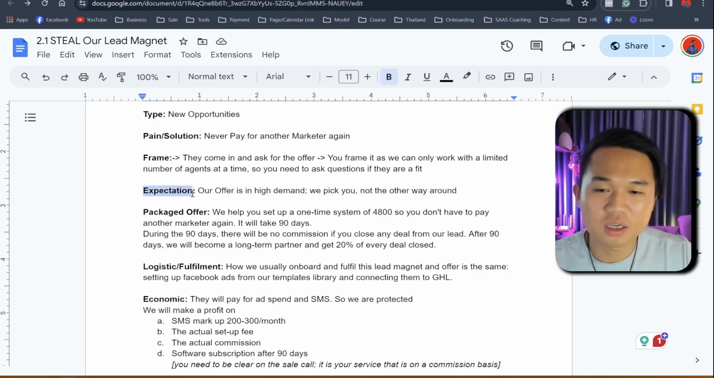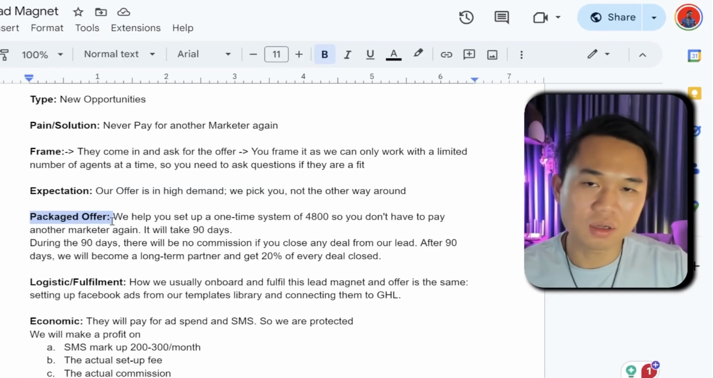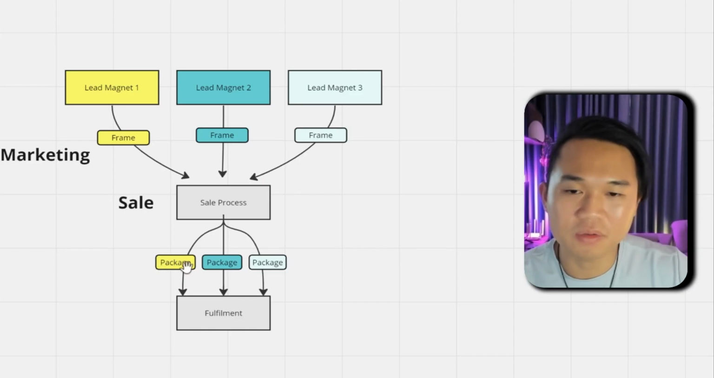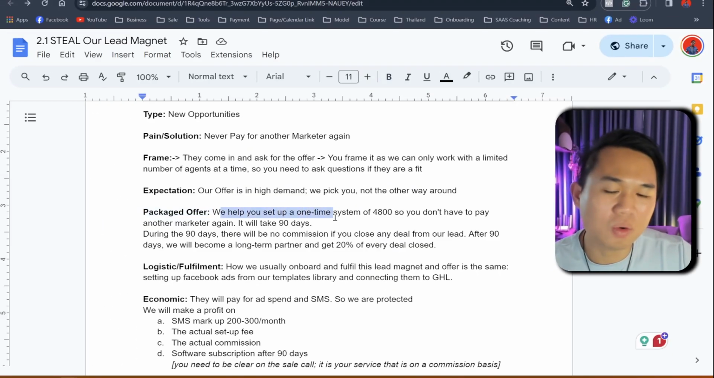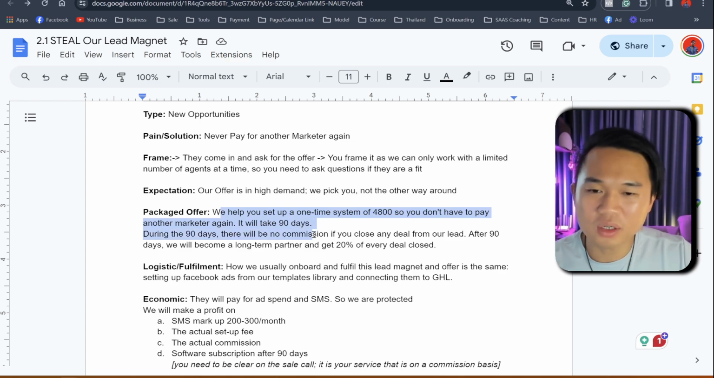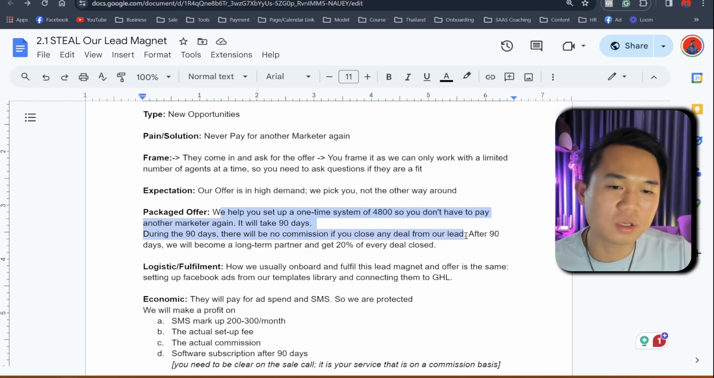So that's the expectation. And the package offer, coming back to the graph, is this, at the bottom here: we will help you set up a one-time system for 4,800 so that you don't have to pay another marketer again. It will take 90 days. During the 90 days, there will be no commission if you close any deal from our leads. And after 90 days, we become a long-term partner and get 20% of every deal closed.